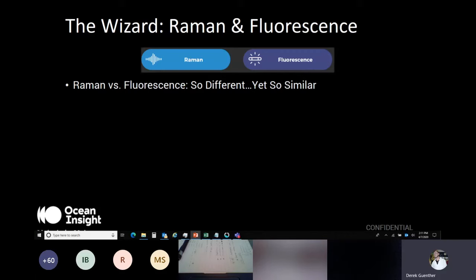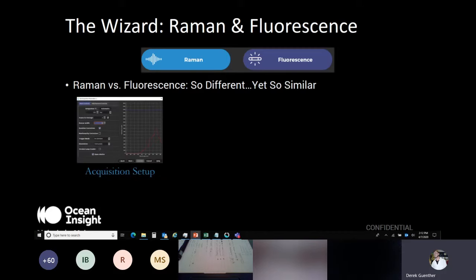So they are very different from a physics perspective, what's happening at the quantum level. I don't want to say that they're the same because they aren't. But from a broader logistical handling perspective, they are very similar. And you're going to see why. They're both going to take you through the acquisition setup the exact same way, where you're going to set up the spectrometer in the best mode possible for that application.